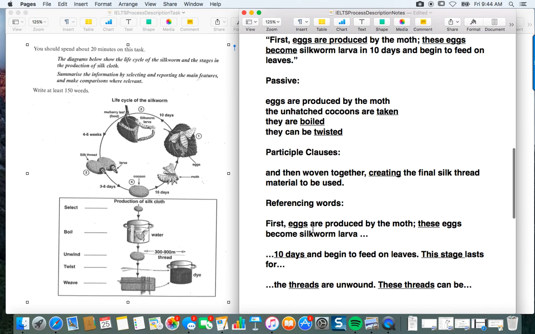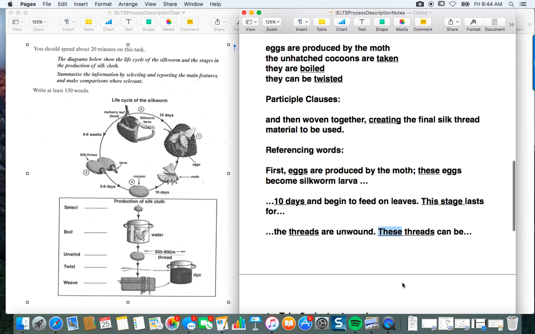And finally, again, referencing words. I use these a lot. This is equally important to these types of words: first, however, next. You also need to have these eggs, referencing this, 10 days, this stage. Again, threads, these threads. Punctuation and referencing words are so important, and we focus so much on first, second, third, and that's great, but you also need these connectors. They link all your ideas, and you'll have beautiful paragraphs.